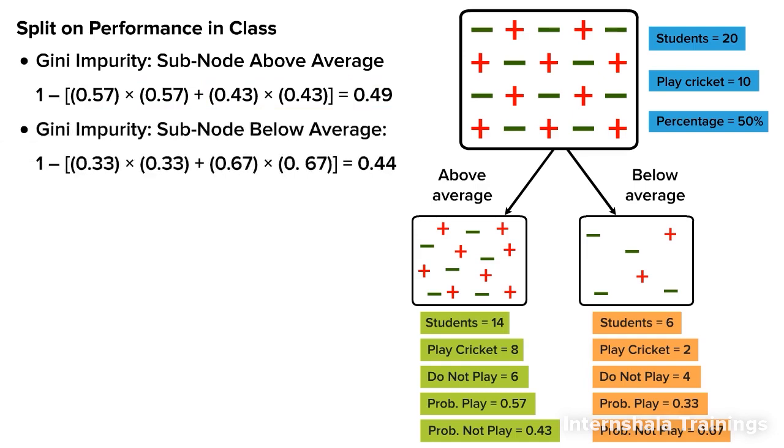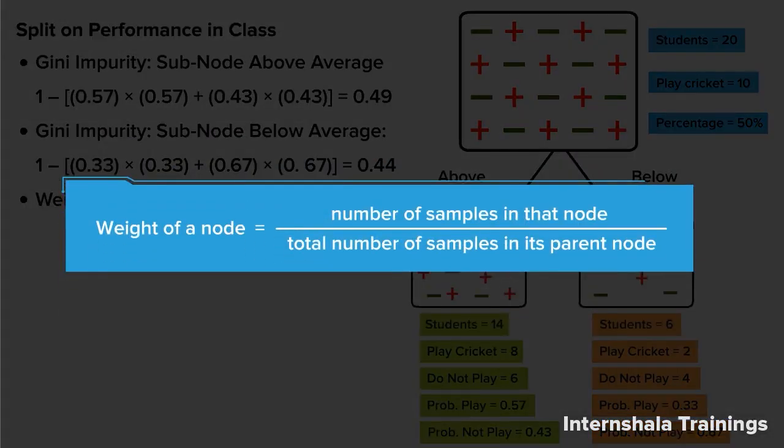Similarly, we will calculate the Gini impurity for the below average node. It will come around to be 0.44. Now to calculate the Gini impurity of the split, we will take the weighted sum of Gini impurities of both nodes, that is above average and below average in this case. As discussed earlier, the weight of a node is the number of samples in that node divided by the total number of samples in its parent node.